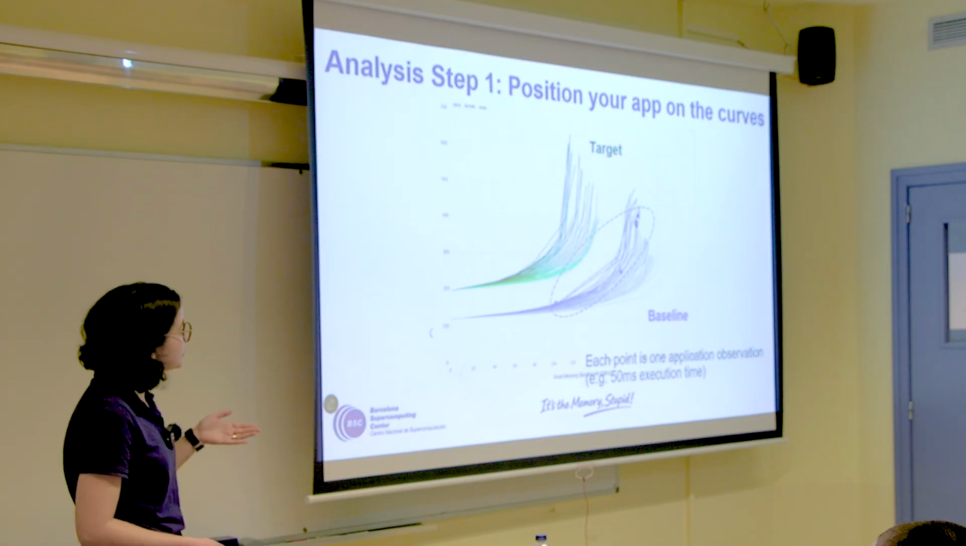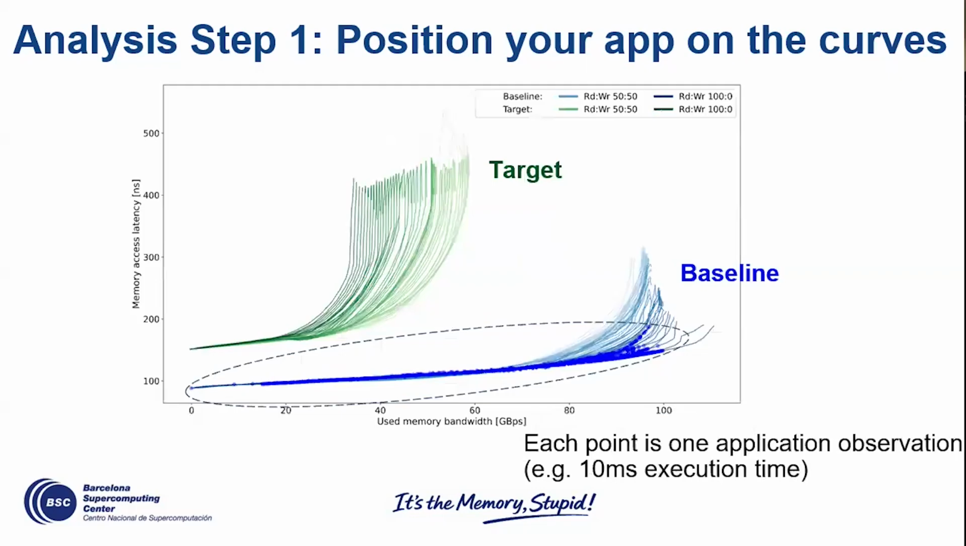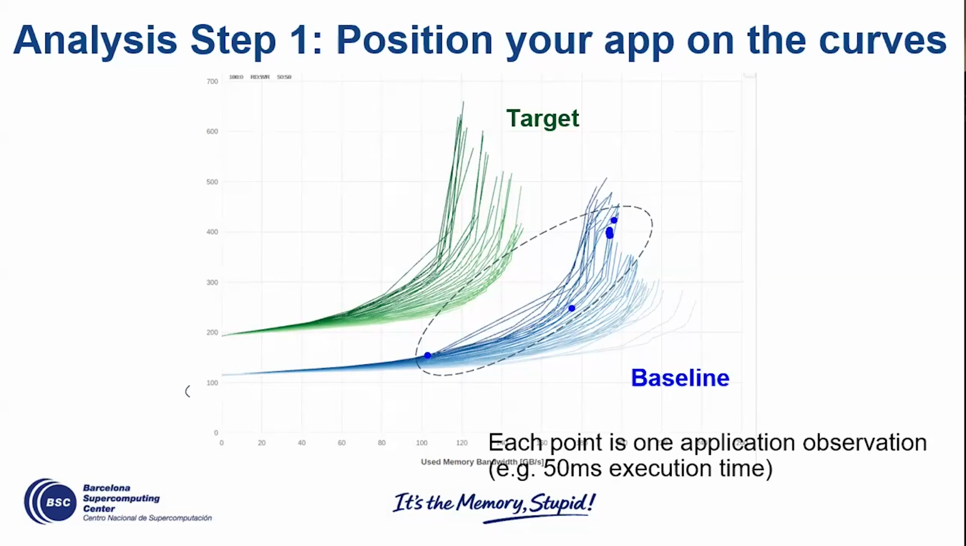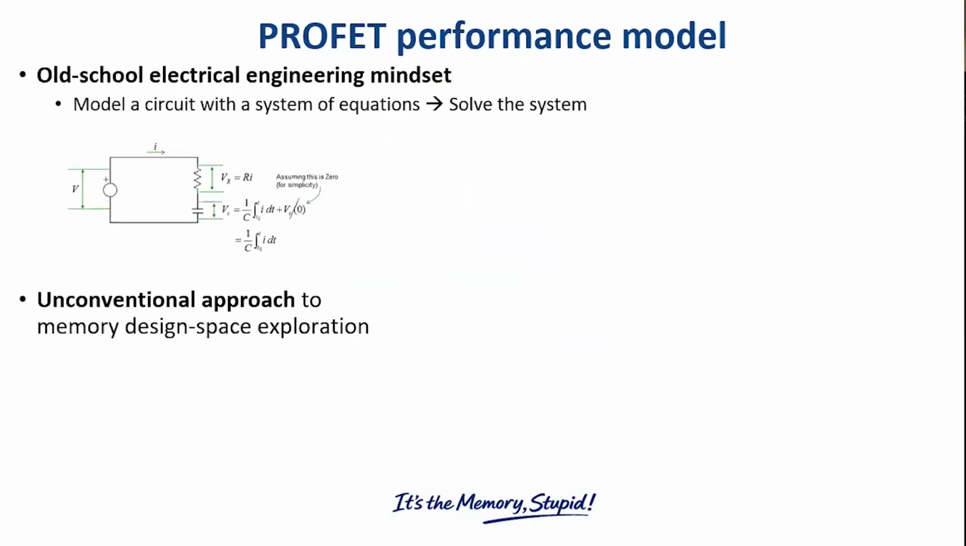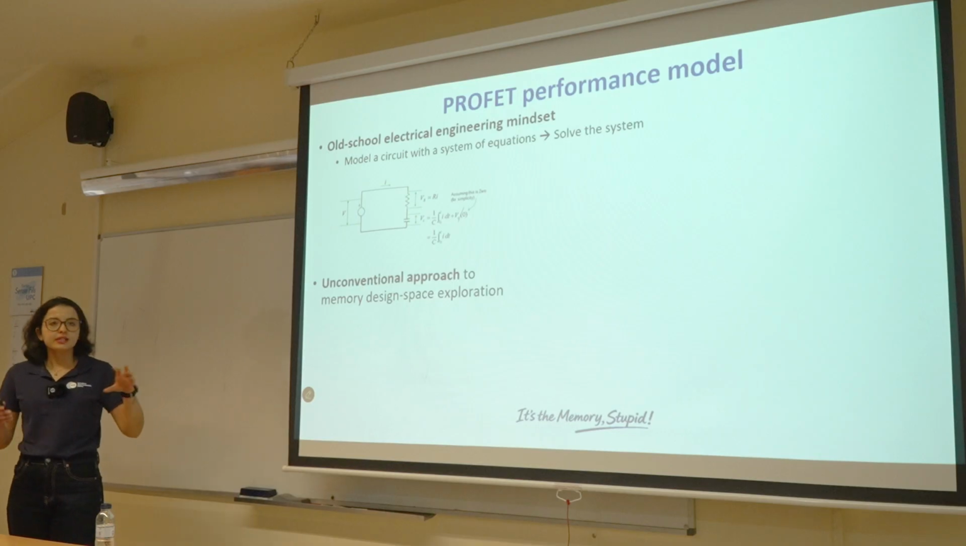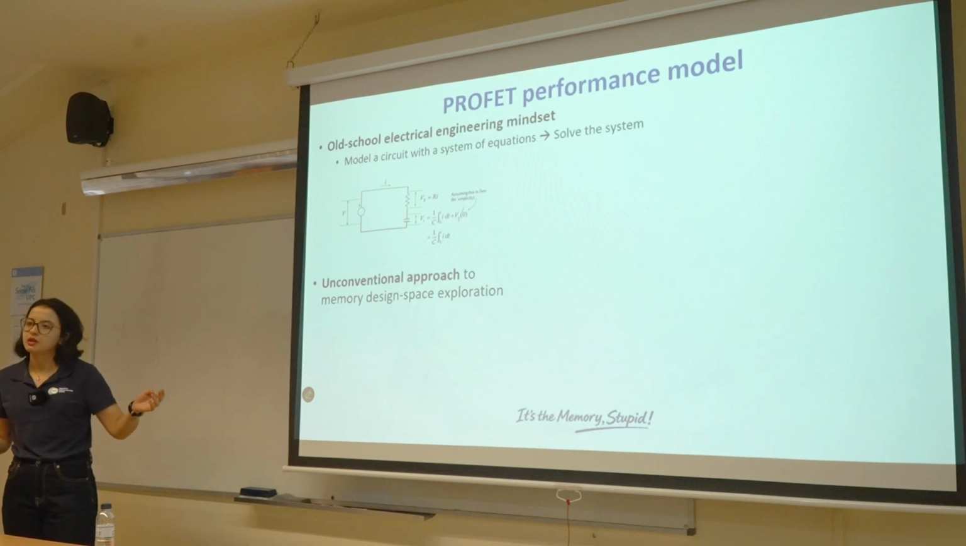So now we talk about the model. This is only one example to illustrate, but this can get much more complex, with applications that go all over the curve. So this is another example with applications going all over the curve. And now we talk about the model. So the idea here is an unconventional approach to do this memory design exploration, which is to model this prediction as a system of equations. So PROFET is a model.